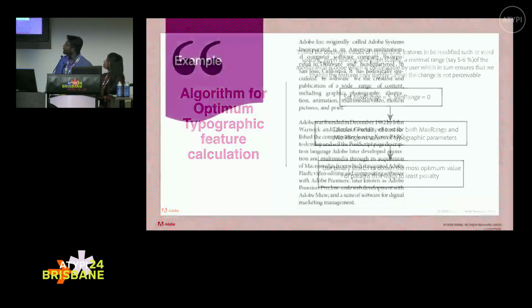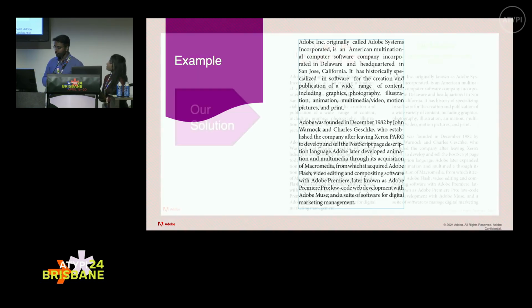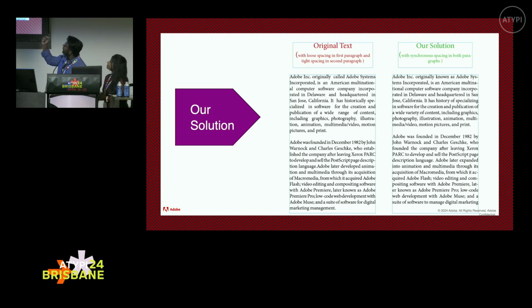Now, let's try to understand it through an example. So now, this is the sample text frame where you can see it consists of two different paragraphs, right? You can clearly see that the first paragraph is quite loosely spaced, while the second paragraph is quite tightly spaced. Now let's see how this would look with our solution. So the text frame on the left is the original text, but the text frame on the right is the text with our solution applied.